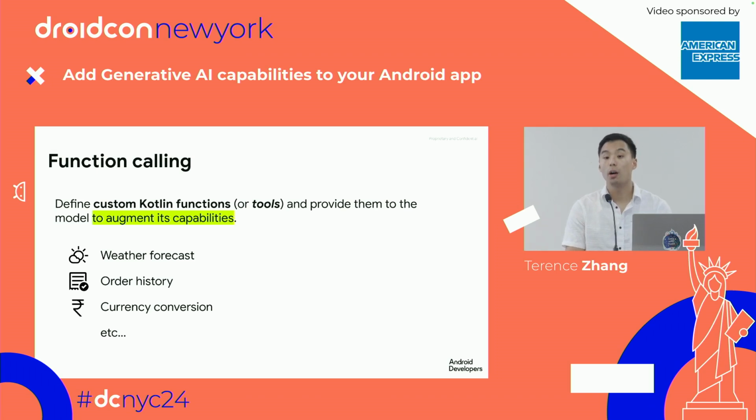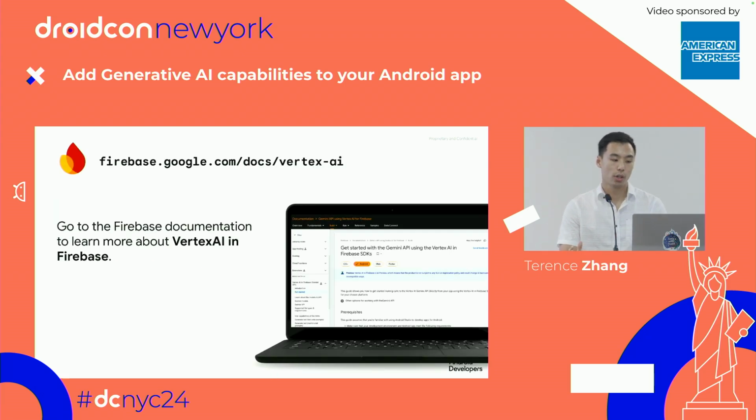So what you can do is you can help the model by providing this information via a custom Kotlin function, and the model can actually intelligently call that function and give itself that kind of data for inference. So to learn more, please visit our Firebase documentation to learn more about our Vertex AI and Firebase API.